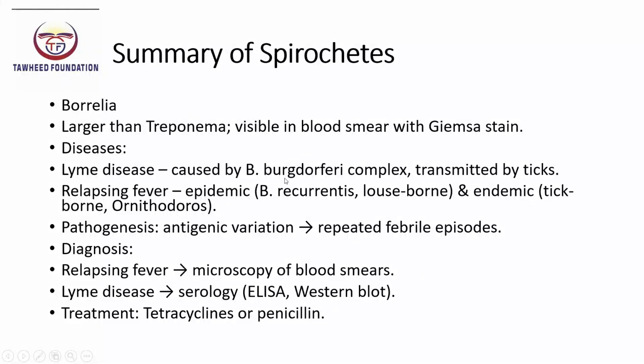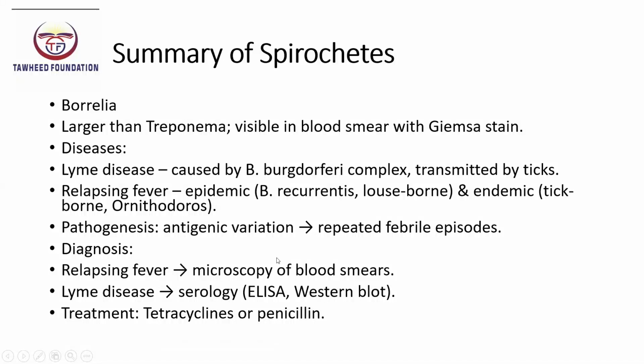Borrelia is larger than Treponema. It is visible in blood smear with Giemsa stain. It causes Lyme disease, caused by Borrelia burgdorferi complex, transmitted by ticks. It can cause relapsing fever as well. Epidemic is by Borrelia recurrentis and louse-borne, and endemic is tick-borne, that is Ornithodoros.